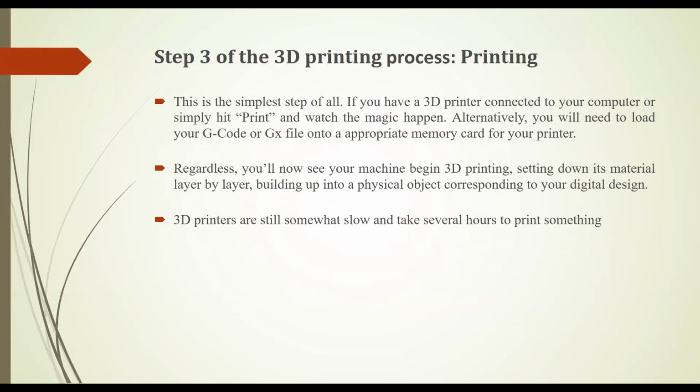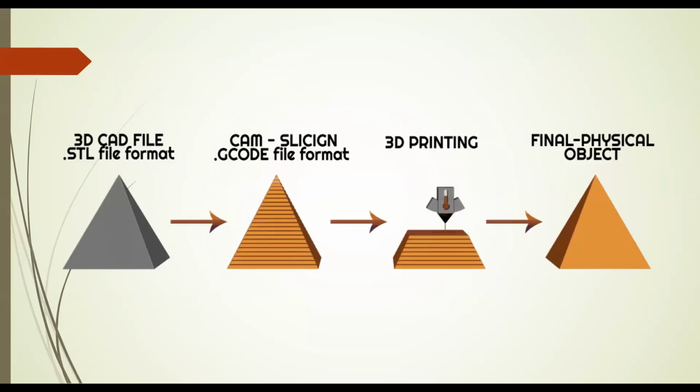Then the third step is the 3D printing process. The third process is printing. Your 3D printer will print the object, right? So this is the third process. I'm skipping this part because I'll give you a live demo on Tinkercad of how to design 3D objects. Then this is the complete process.